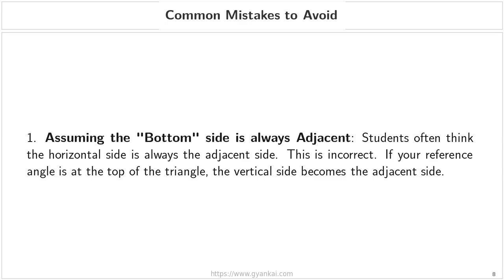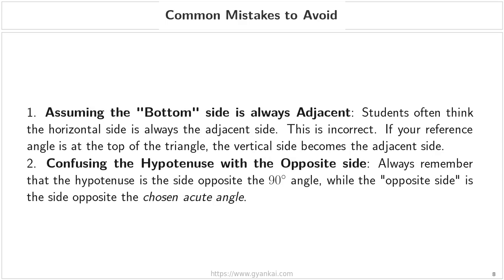First, a very frequent error is assuming that the bottom or horizontal side of a triangle is always the adjacent side. It is easy to fall into the habit of thinking this way, but it is incorrect. Remember what we discussed in slide 3 regarding the reference angle. The labels depend entirely on your perspective. If you choose a reference angle located at the top of the triangle, the vertical side actually becomes your adjacent side. Always look at your chosen angle before labeling.